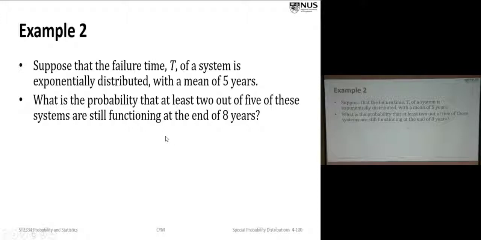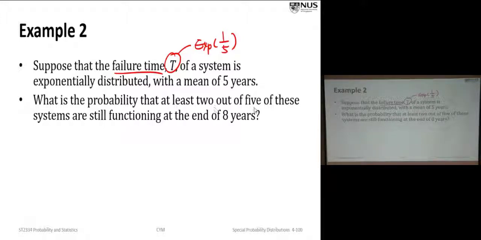Now this example consists of 2 parts. First of all, it consists of random variable T, which is the failure time. So T follows an exponential distribution with mean 5, so the parameter is 1 over 5.